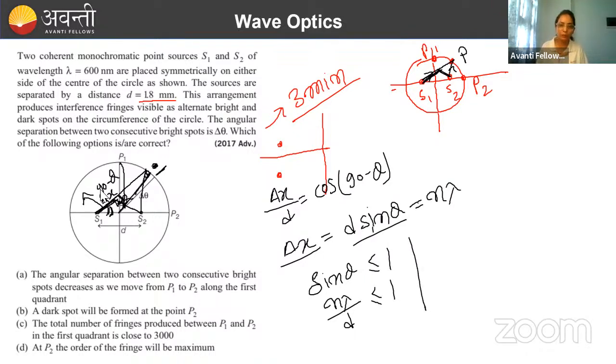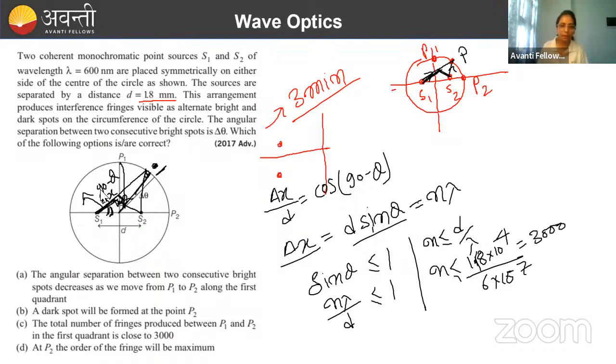So what value are we going to get? n is less than or equal to d by lambda. Putting the value of d, that is 1.8 millimeter, this can be written as 18 into 10 to the power minus 4, divided by lambda. Lambda is 600 nanometers, so 6 into 10 to the power minus 7. This value will be equal to 3000. So n is less than or equal to 3000.